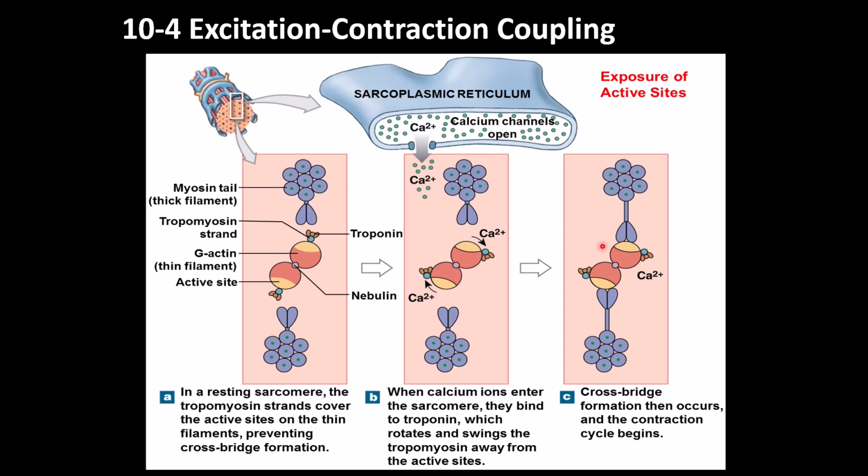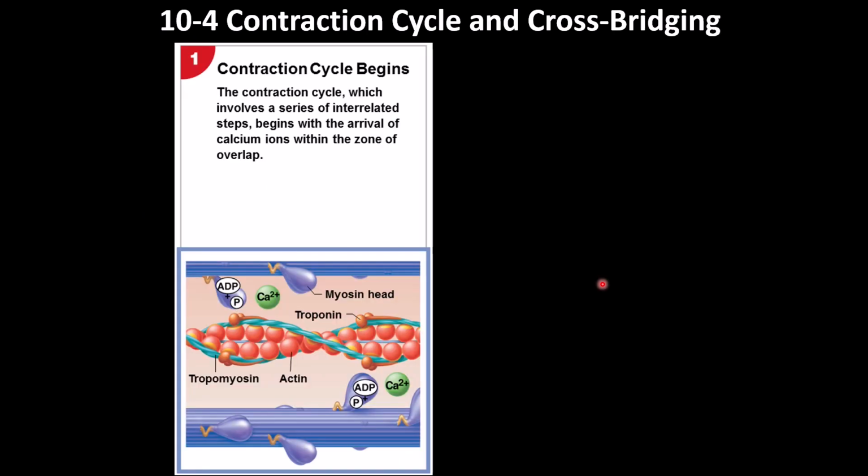Then the head of the myosin comes and attaches to the active site of actin, and this action is called a cross bridge. So a cross bridge is when the head of the myosin comes and attaches to the active site of actin.